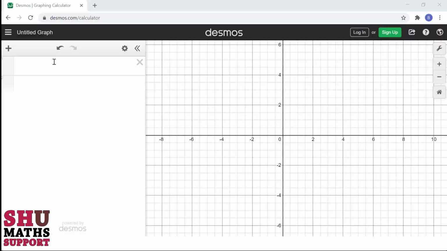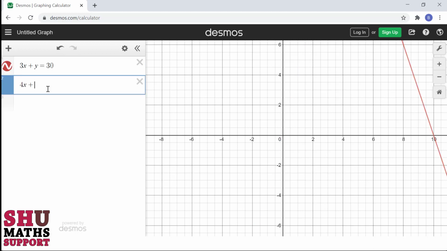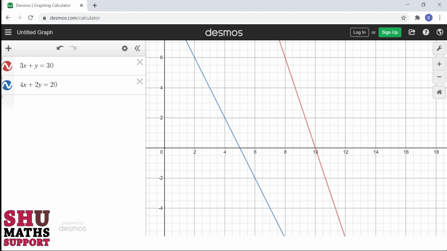So for example, if we graph two equations here, so we have 3x plus y is equal to 30, and we also have 4x plus 2y is equal to 20, then if there exists a solution, we should see that there is a point where the two lines intercept each other. So here we can see straight away that the lines aren't parallel, as the distance from here to here is greater than the distance from here to here. So we know that they will eventually meet each other.